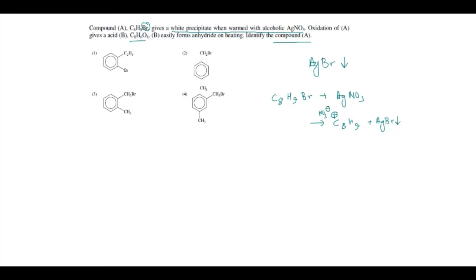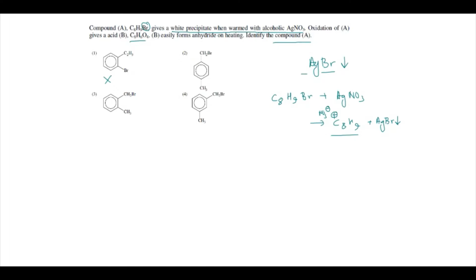Okay, that's fine, but we need to know what C8H9 is. We also have to remember that AgBr precipitation is only possible from an alkyl halide or alkyl bromide, not from an aromatic bromide. I mean, the bromine atom must be connected with an alkyl group, not with an aromatic group, or not with a phenyl group. So option 1 is incorrect, and it could be anything between 2, 3 and 4. Why is option 1 incorrect?